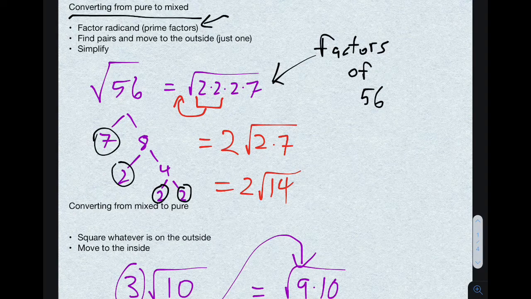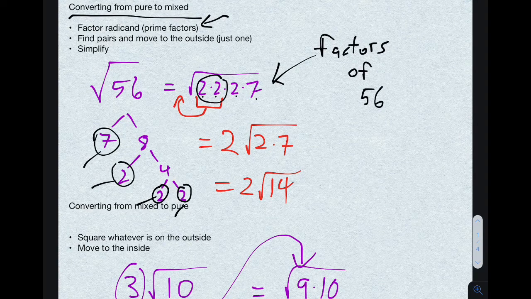So if we have, say, the root of 56, we can factor it into 7 times 8. 8 is 2 times 4. 4 is 2 times 2. Our prime factors are 7, 2, 2, and 2. We would write those under the radical, 2, 2, 2, and 7. And we're looking for a square root, so groups of 2, pairs. And those pairs can move to the outside.